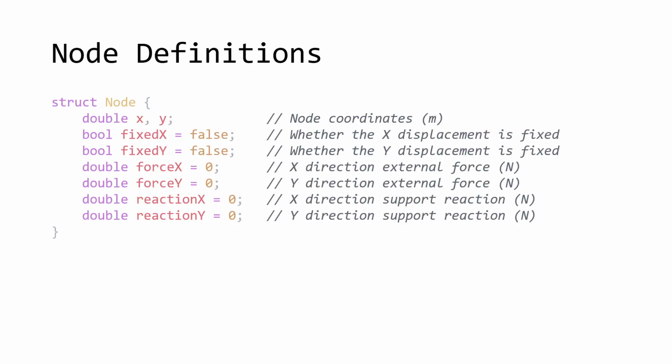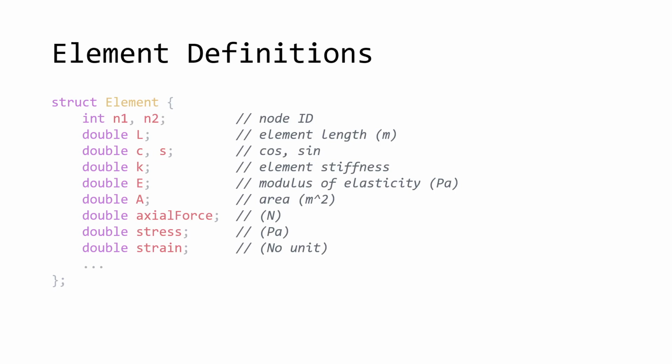This is the node structural definition, including position, fixation status, external force, and reaction force. We use a structure for storage and easy manipulation. This part is simple but crucial. The element structure records the connected nodes, length, direction cosines, stiffness, material properties, and computes stress and strain results. It provides the basis for subsequent stiffness matrix and internal force calculations.